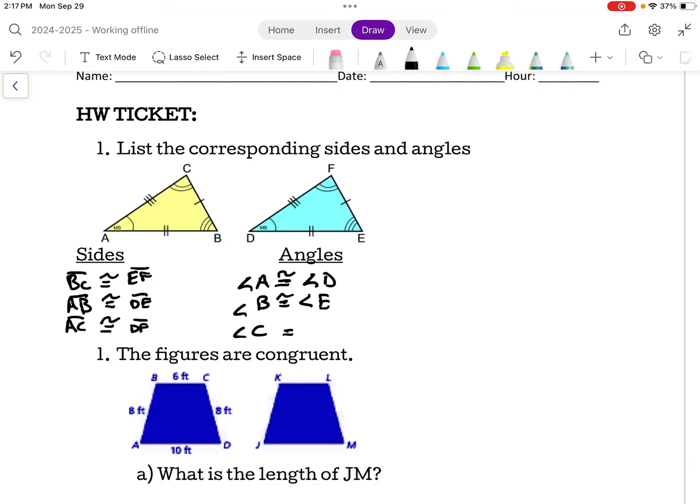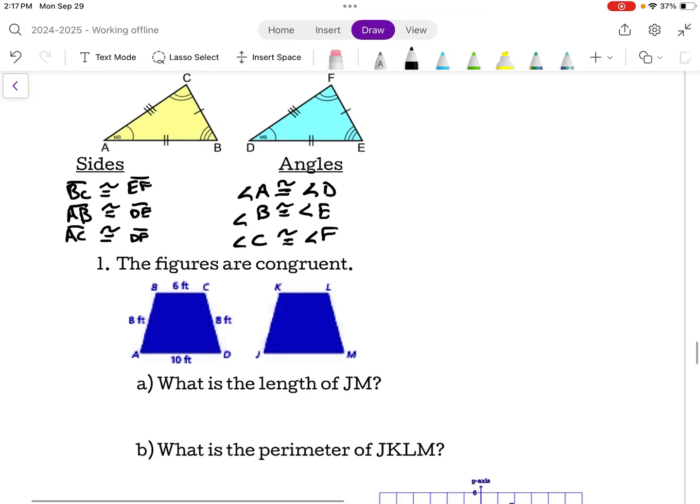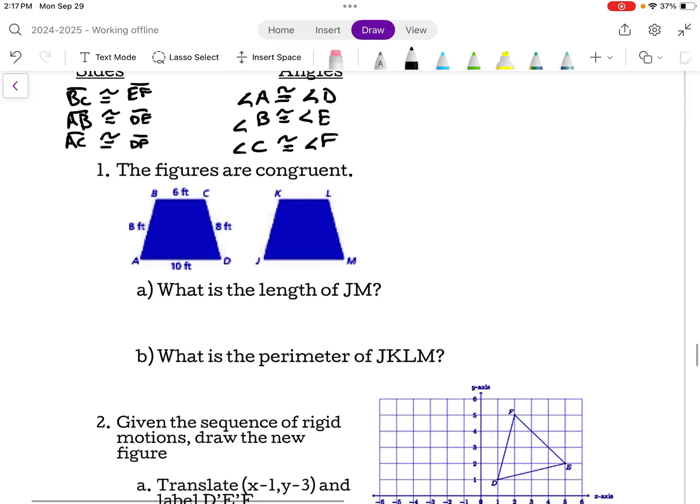And finally, angle C is congruent to angle F. The only thing I'll say is both of these problems that I've just done, the triangles are all facing the same way and looking alike. I know it gets a little tricky when they start moving triangles around and the sides are not looking like the other side. So you really have to just pay attention to the markings, and that will help you determine which sides and angles are congruent.